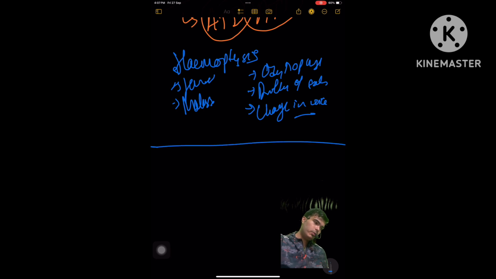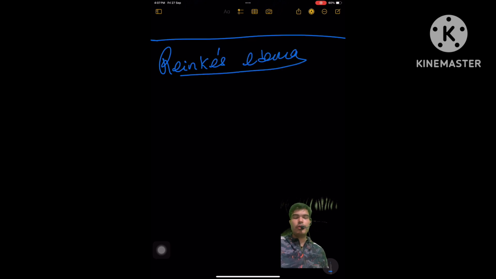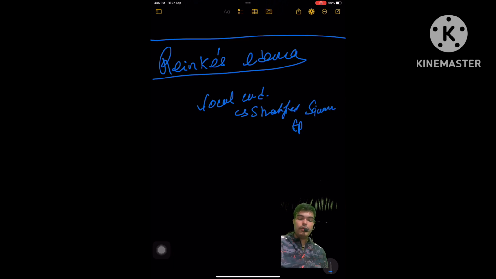So the next topic that we are going to cover is Reinke's edema. Reinke's edema is also a very, very important topic. So what you need to understand is, the vocal cord is actually lined by stratified squamous epithelium. In the inlet of the larynx, the area is lined by pseudostratified columnar epithelium, but the vocal cord is lined by squamous epithelium. That is why there's a transition, right? So a columnar ciliated to stratified squamous transition is there. Okay, so there's a transition.